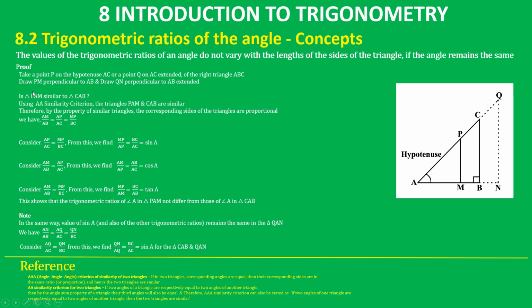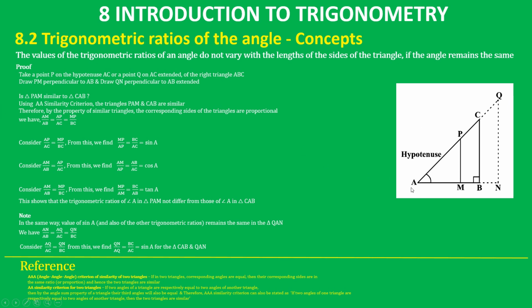Now what you do is you draw a perpendicular from P to AB. You draw a perpendicular to AB which intersects at point M. You draw another perpendicular. You extend the base AB of the triangle ABC, and this perpendicular from Q will intersect at point N.